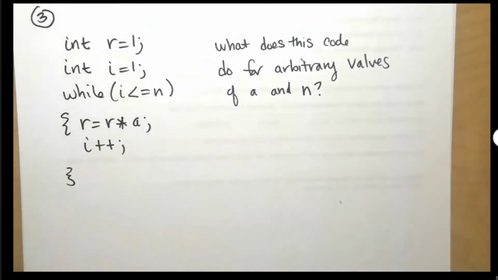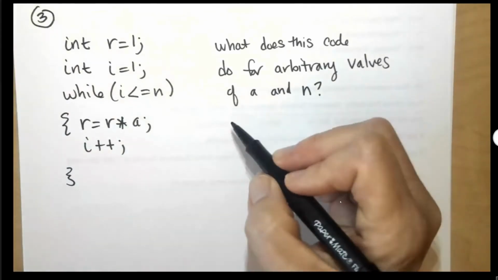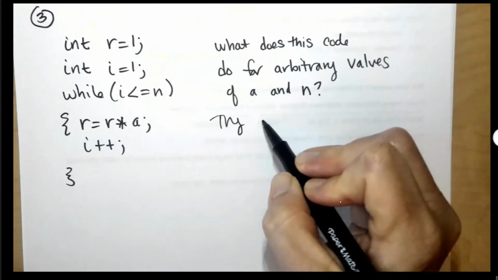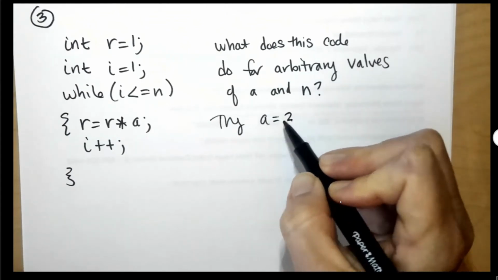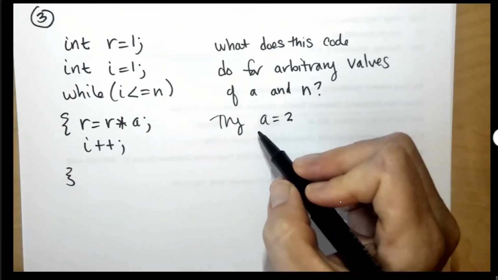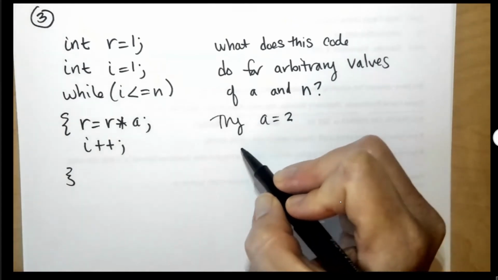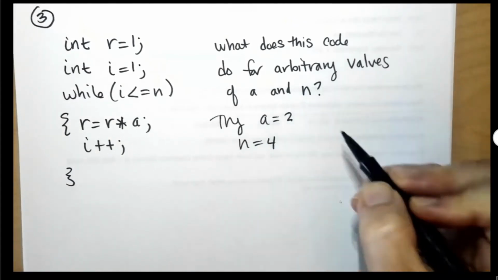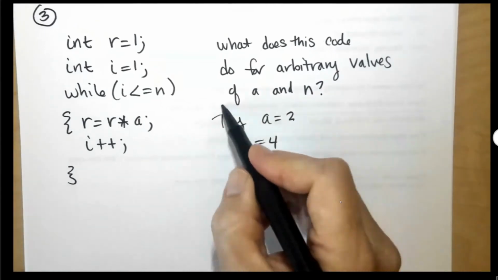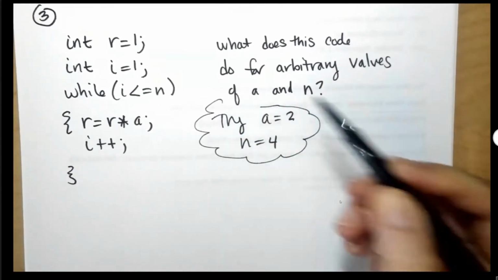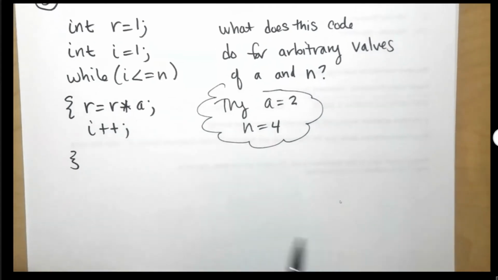So my suggestion for this one was, let's do this tracing table for, let's try A is 2 and N is 4. And then see what happens. All right, so that's sort of a suggestion, is just try and see what happens. All right, so here is what my table would look like.